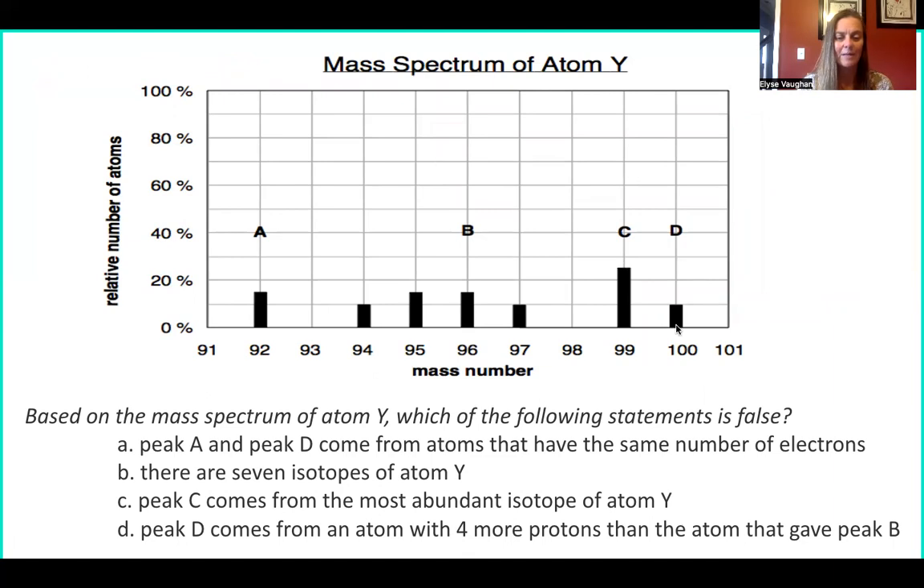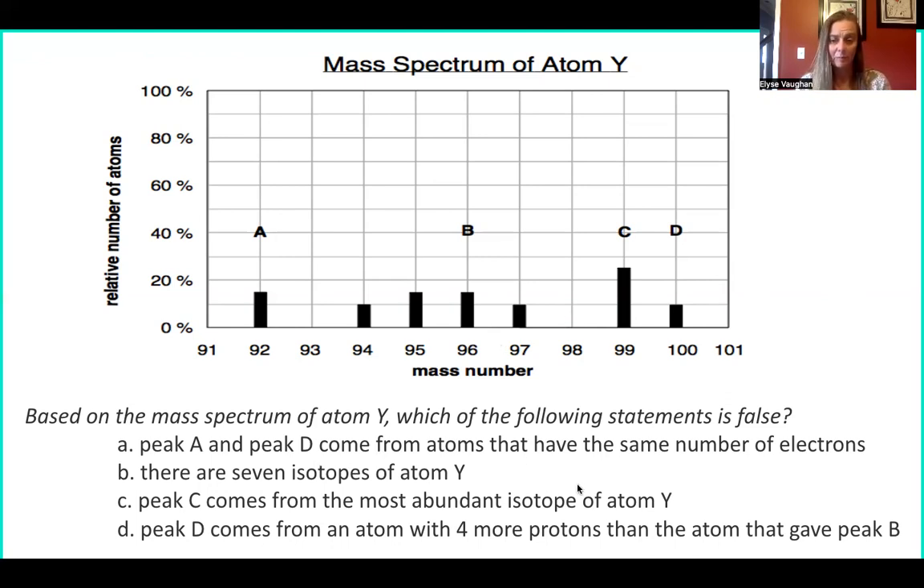All right, so based on the mass spectrum of atom Y, which of the following statements is false? So we've put atom Y into the mass spectrometer and we've run it. And we're asked to find out which of the following statements is false, based only on this mass spectrum. So peak A and peak D, we have mass numbers and we have relative abundances. There are 7 isotopes of atom Y. So 1, 2, 3, 4, 5, 6, 7. We have 7 peaks. So certainly that would fit with B.